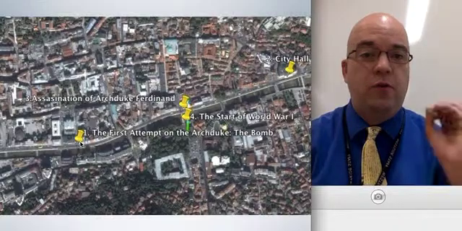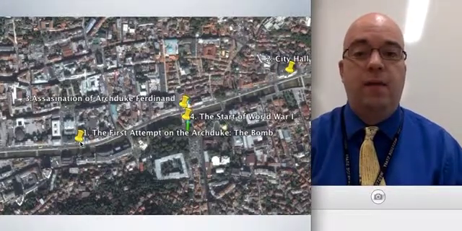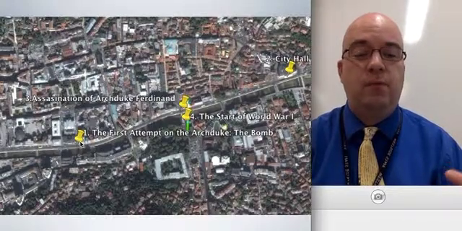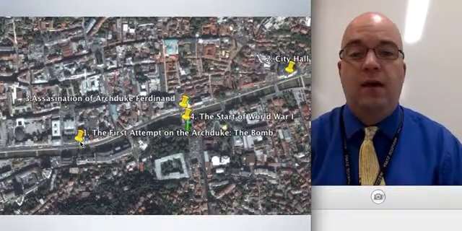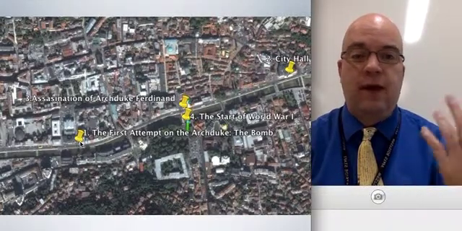The first assassin throws a grenade at the motorcade, misses. The grenade goes off and ends up injuring a different vehicle of the motorcade. The assassin flees, tries to take cyanide, a poison, to kill himself. It's bad cyanide, doesn't work.